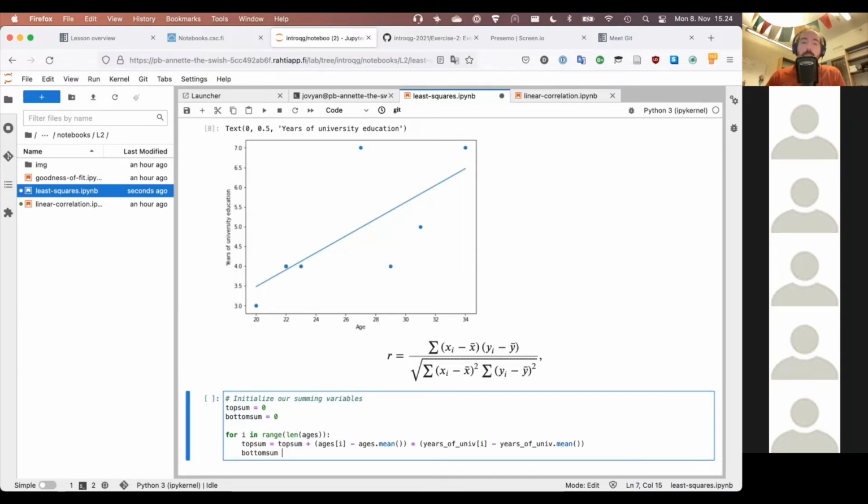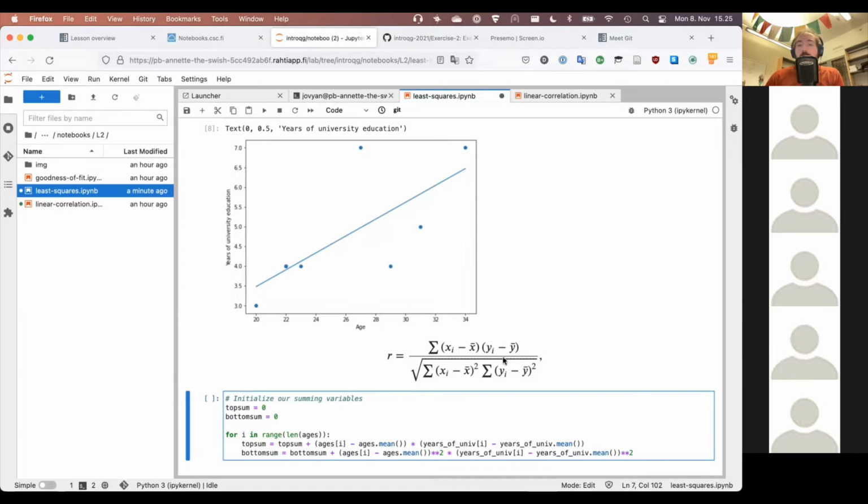Bottom sum works pretty much the same way. Bottom sum equals bottom sum plus, and here now we're going to have xi minus x mean squared. So let's just take what we had here, which was our ages of i minus ages mean squared. And then that's going to get multiplied by, and I'll just copy this thing as well, like I did before. And then we square that. So that's our yi minus y mean squared. That summation will all occur.